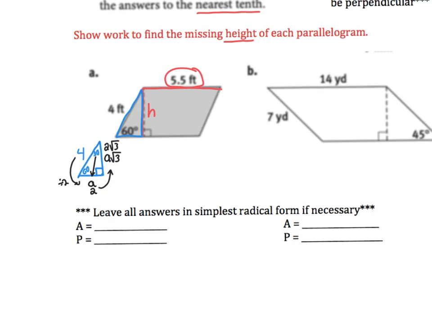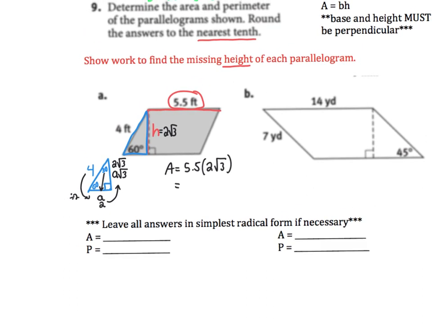In terms of finding the area then, if I know that this height is 2 root 3, to find the area, I can multiply my 5.5 times my height of 2 root 3. Since it does say that we can use a decimal and round to the 10th, I'm going to go ahead and put that in as a decimal. Let's see, we've got 5.5 times 2 times the square root of 3.